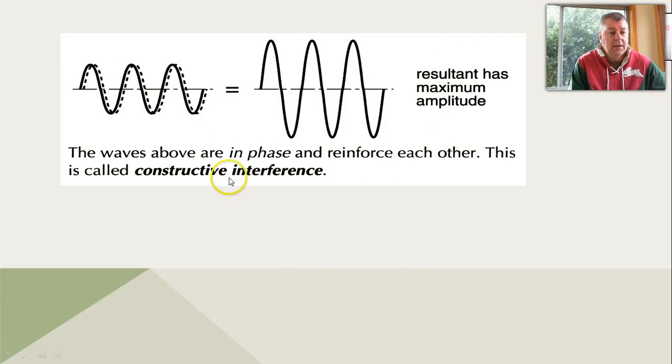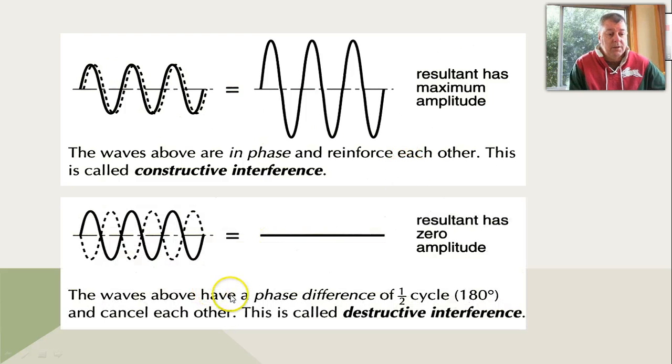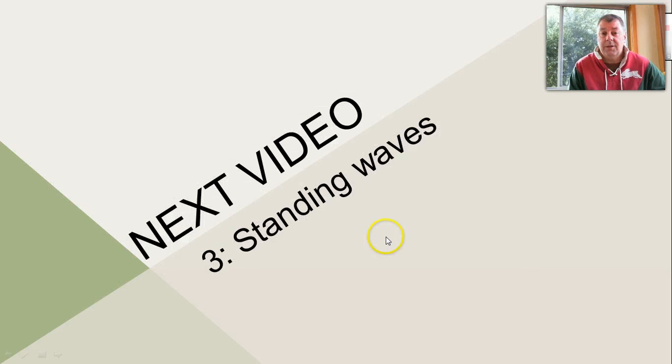Just showing it again, this is constructive. These are when the waves are in phase, they reinforce each other. Constructive interference. This is when the phase difference is half a cycle. There we go, we've got it in words. I worked it out right. 180 degrees, and they cancel each other, so you get 0 amplitude. This is destructive interference. So in the next video we're going to look at standing waves. Alright, see ya.